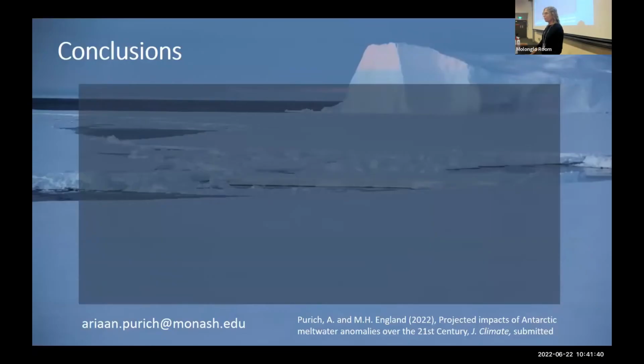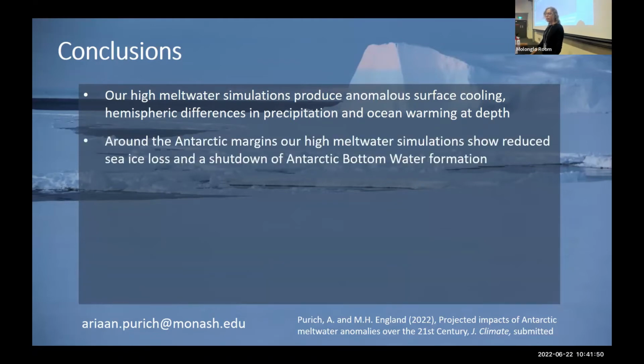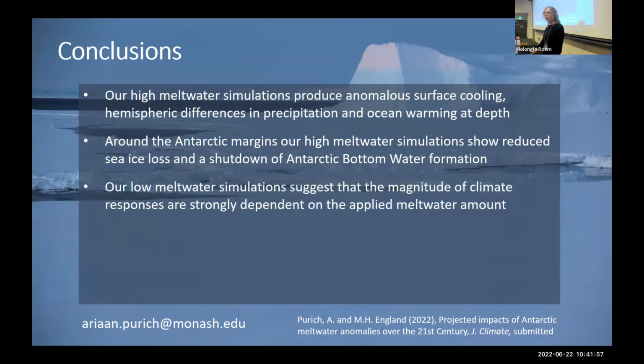So in conclusion, using ACCESS-ESM1.5, our high meltwater simulations produce anomalous surface cooling, hemispheric differences in precipitation, and ocean warming at depth. Around the Antarctic margins, our high meltwater simulations show reduced sea ice loss and a shutdown of Antarctic bottom water formation. Our low meltwater simulations suggest that the magnitude of climate responses are strongly dependent on the applied meltwater amount.